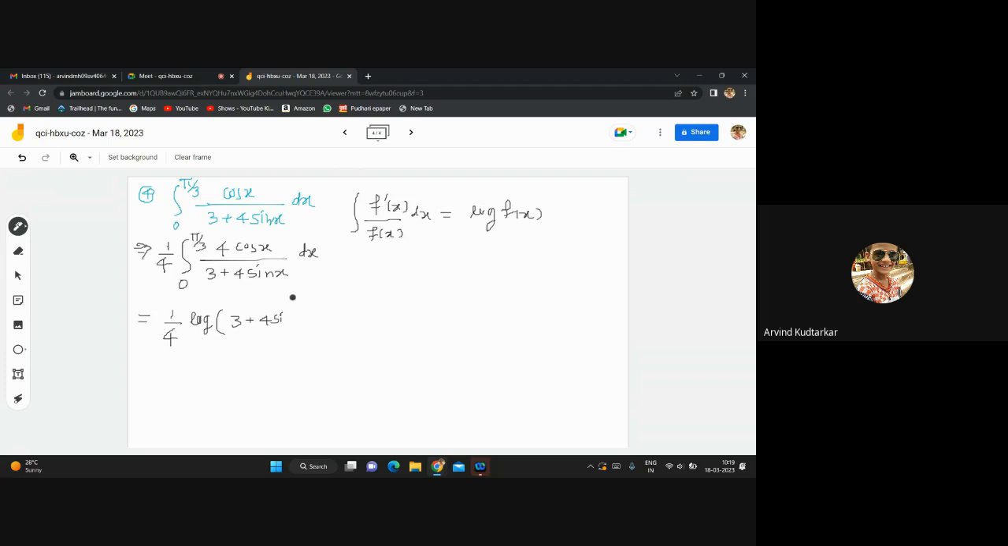So when you substitute first the upper limit, that is 1 by 4 times into log of. पहले तो आप लोगों को क्या करना है? अपर लिमिट प्रोवाइड करना है. Okay, no doubt. So we have to provide the upper limit first for this function. So what is that upper limit? X च्या ठिकाणी pi by 3 ठेवायचं आणि sin 60 ची व्हॅल्यू काय असणार? √3/2. Yes. So 3 + 4 × √3 upon 2 हे मिळणार.